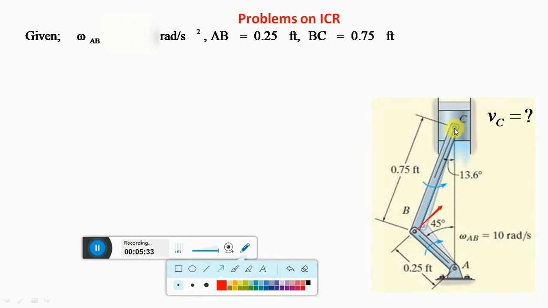Next is the velocity of C. This particle C will have piston motion, which is pure translation. So if the crank is rotating clockwise, C will move towards this direction.